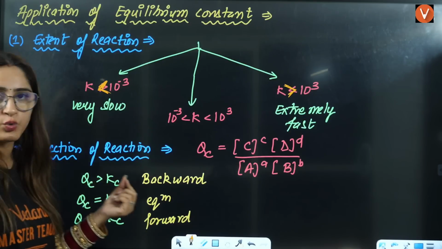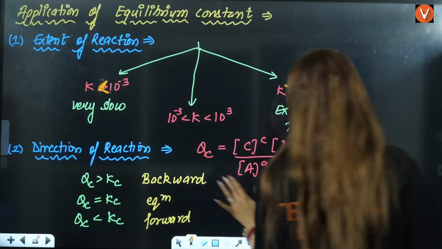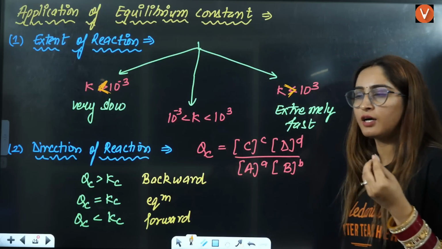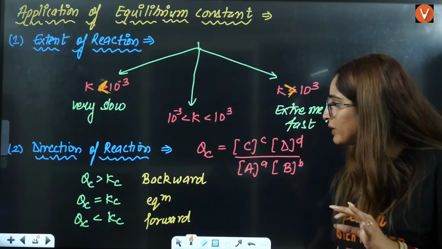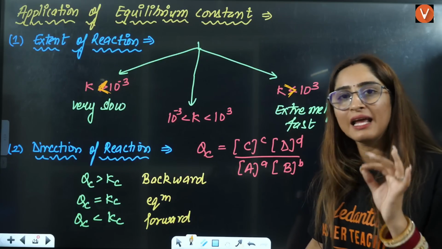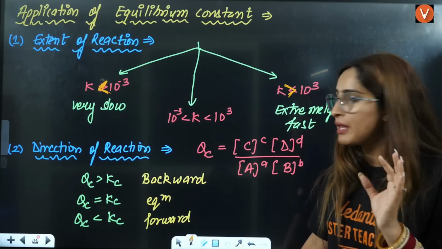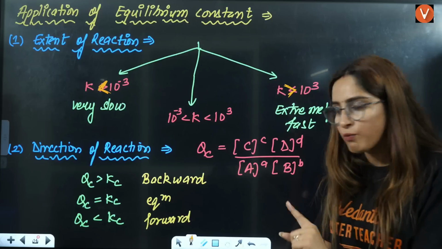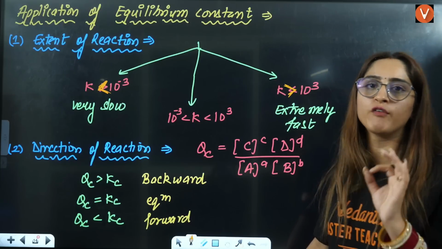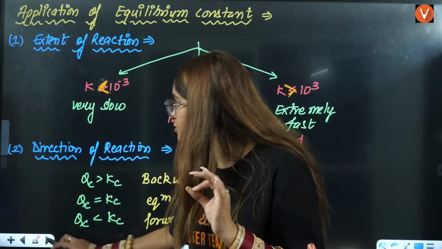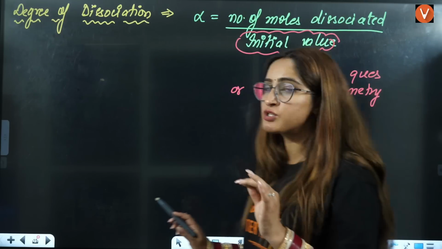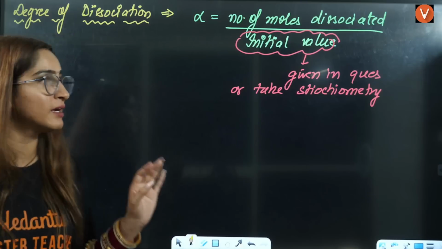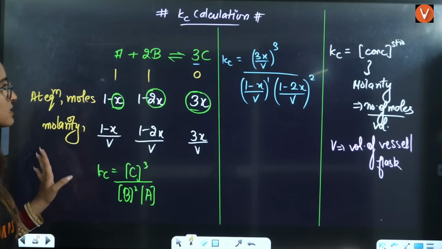Talking about QC, the reaction quotient, it has the same formula as the equilibrium constant. The only difference is that it is not at equilibrium. If QC is greater than K, the reaction goes backward. If QC is less than K, it is a forward reaction. Okay, this also they ask you. Then there is degree of dissociation, which equals the number of moles dissociated divided by the initial moles, right?